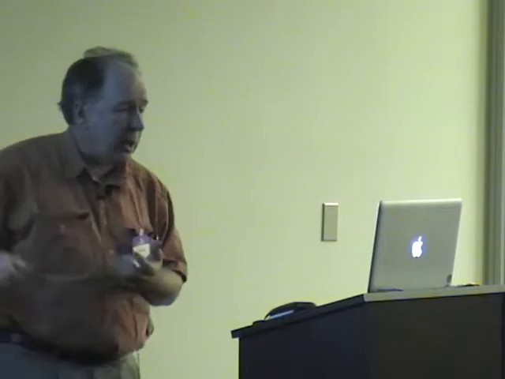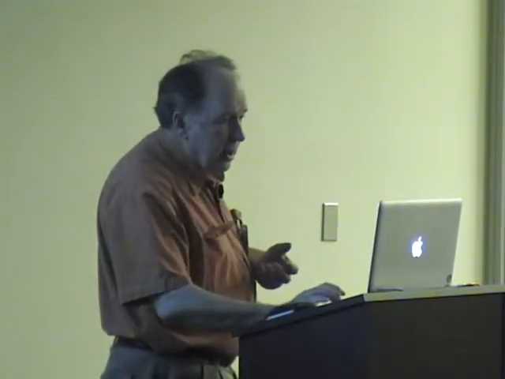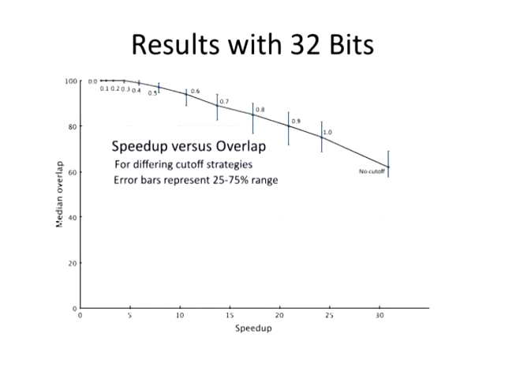The speed up is the horizontal axis. This is with 32 bits, and going out here to 30x speed up with no cutoff. This is an adaptive cutoff. We get good speed up, and with 64 bits, we get even more speed up. So we can find the nearest cluster two different ways now.